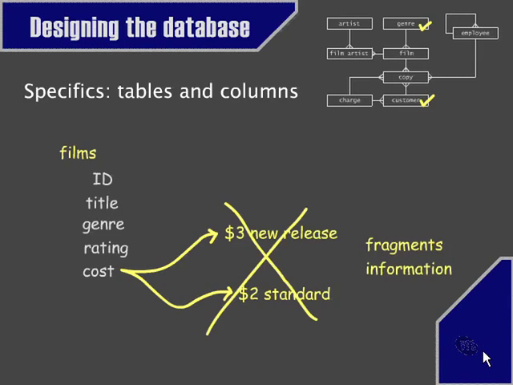How we're going to affect that change, one way to do it would be to actually store the $3 and $2 figures within the films table. However, this is what I wrote down initially when I was sketching out ideas for the database. Very quickly though I realized that this would fragment the information, because if we wanted to increase the price of the new releases, or decrease the price of the standards, we would have to go in and edit every entry of a film stored in the database already.